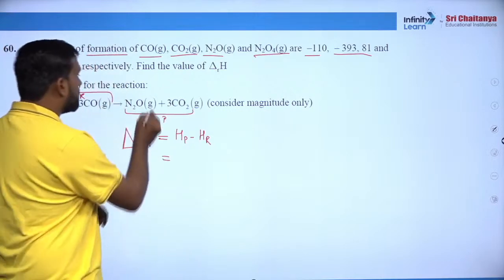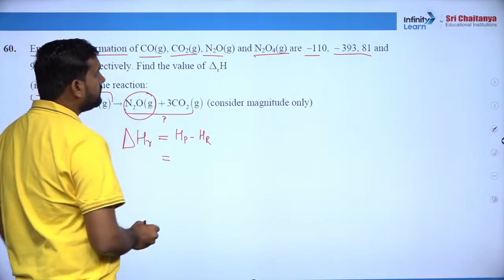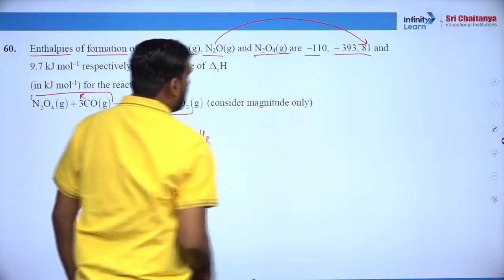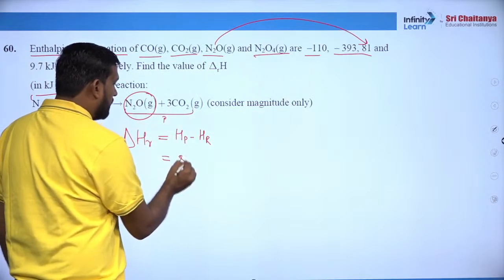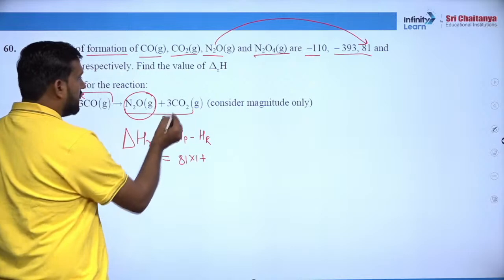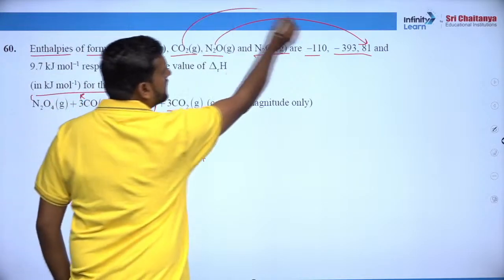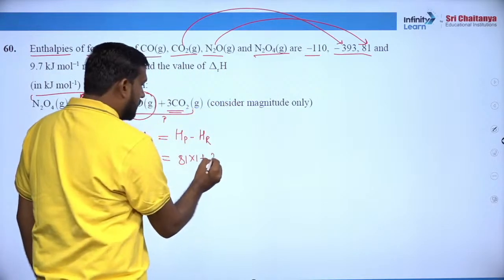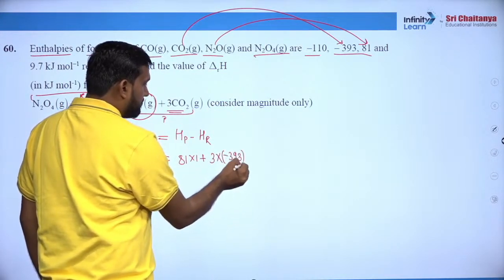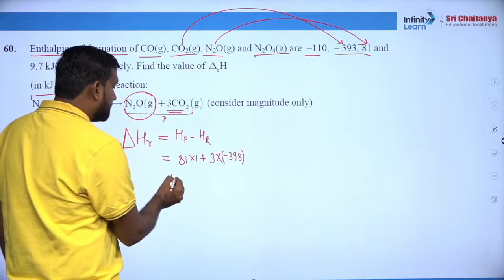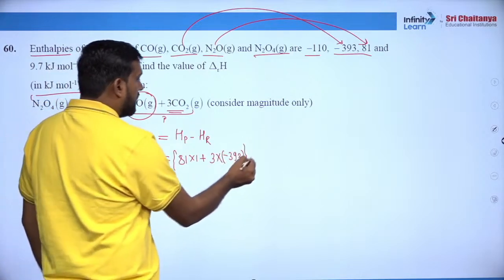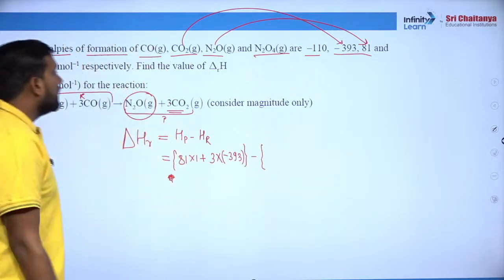In the product there is 1 mole of N2O. For N2O the data given is 81, so it will be equal to 81 into 1, plus 3 moles of CO2. For CO2 the data given is 393, so it will be 3 into minus 393, because this is the product side.